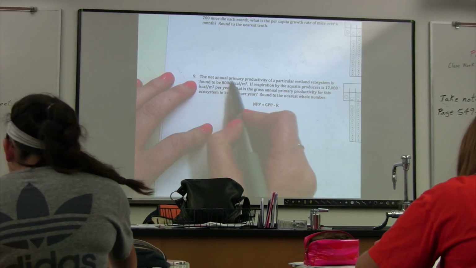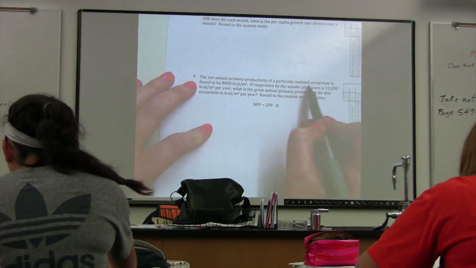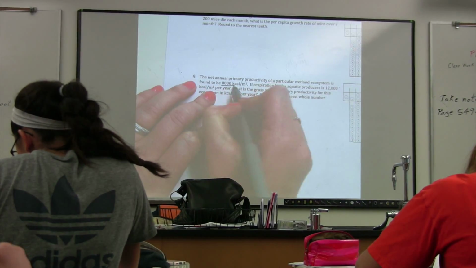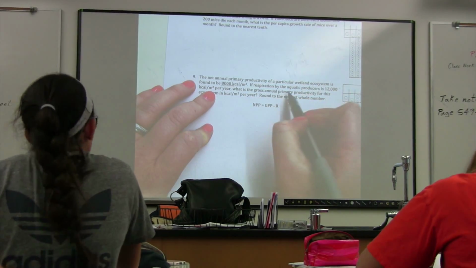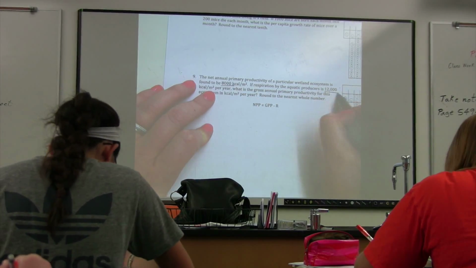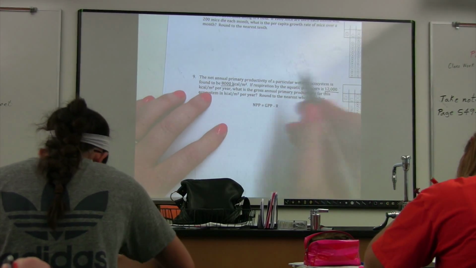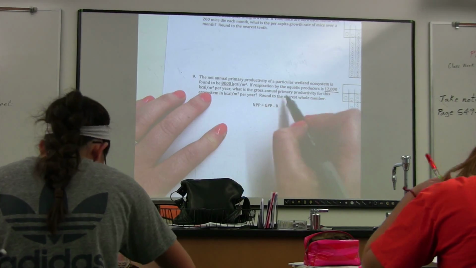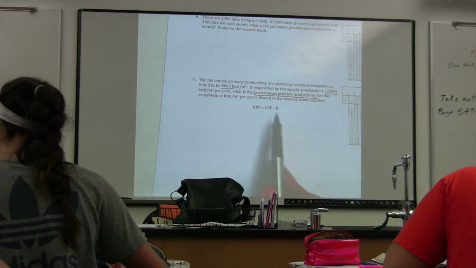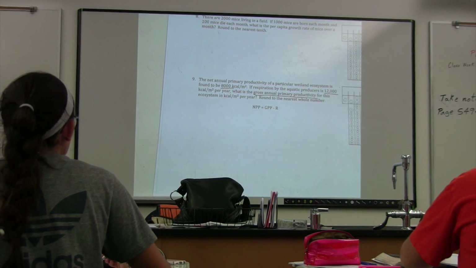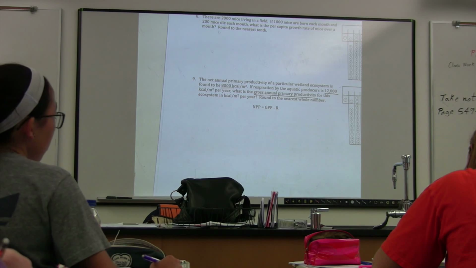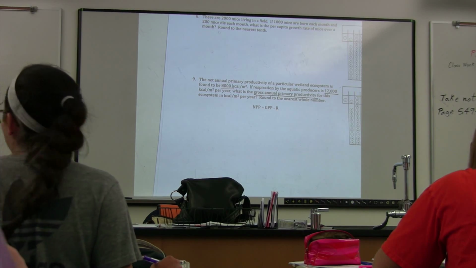The net annual primary productivity of a particular wetland ecosystem is found to be 800 kilocalories per meter squared. Okay, that number is probably going to be important. If the respiration by the aquatic producers is 12,000 kilocalories per meter squared per year, what is the gross annual primary productivity? How am I going to know that? Oh look, the equation. And just in case I didn't know that that was the equation, I thought it was just a series of letters that were maybe written on my paper for absolutely no reason whatsoever.